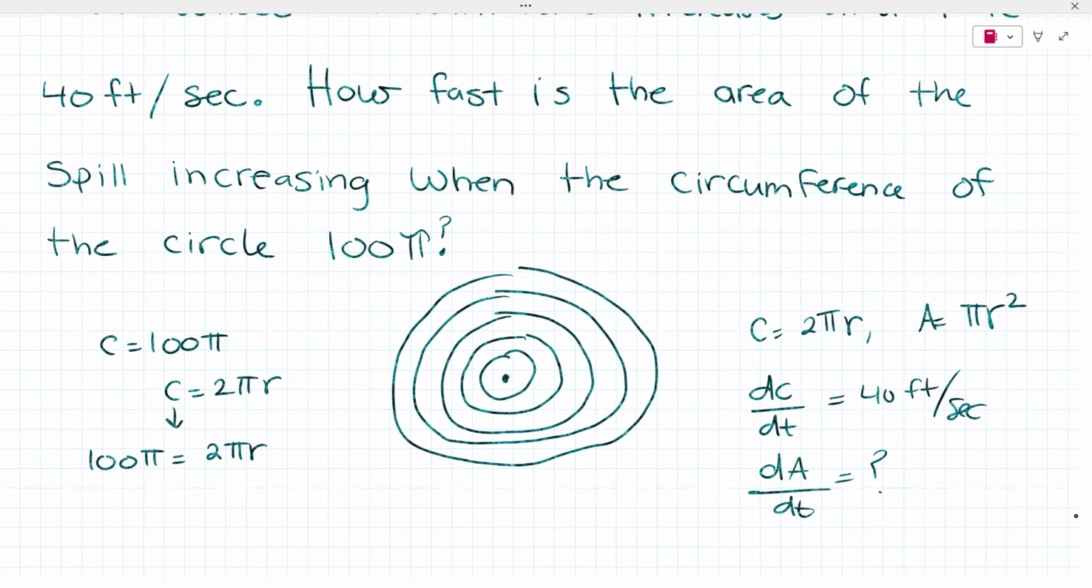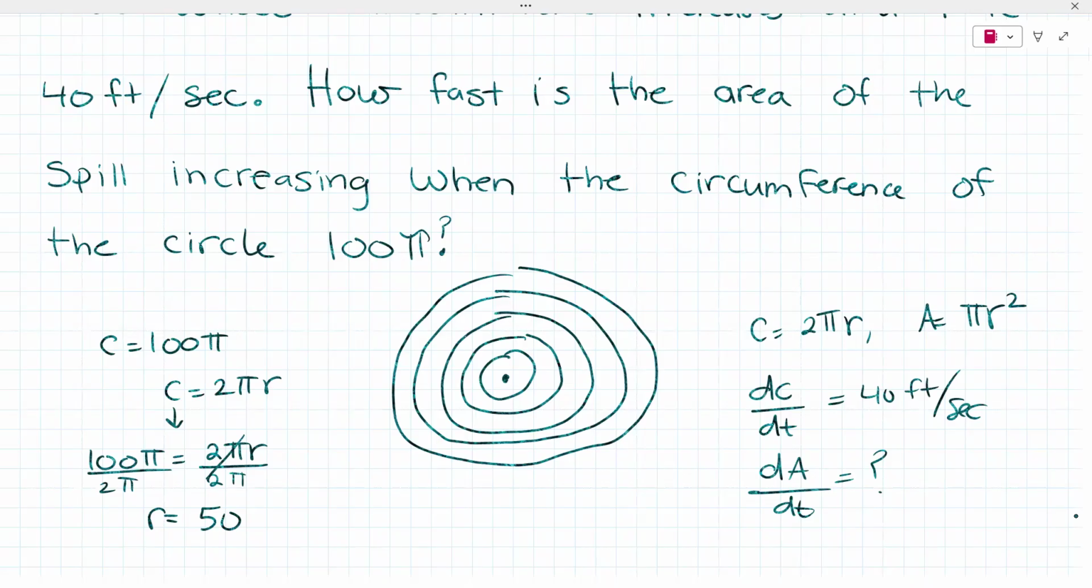And then I think we can find our radius from here. Yes, we need the radius. So I'm going to solve for my radius. I'm going to divide both sides by 2 pi, and then you get 100 pi over 2 pi. The pi's cancel. 100 divided by 2 is 50. So radius is 50.